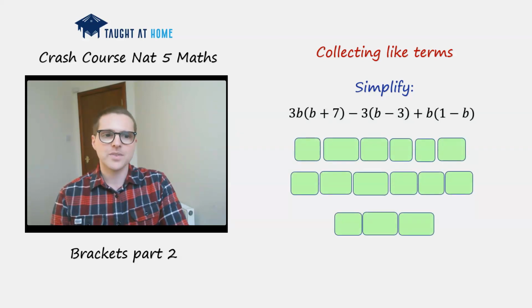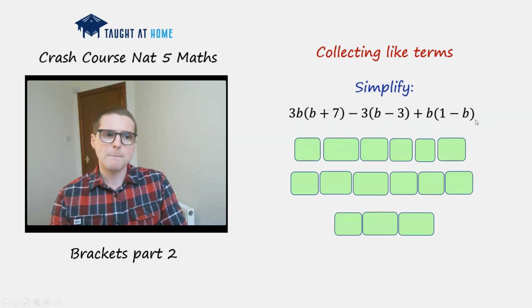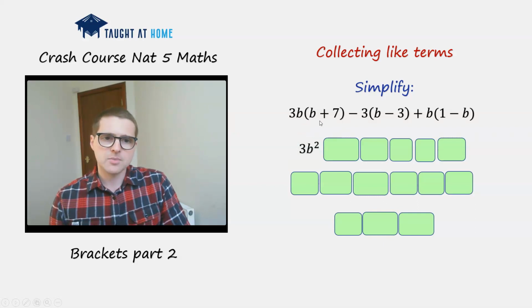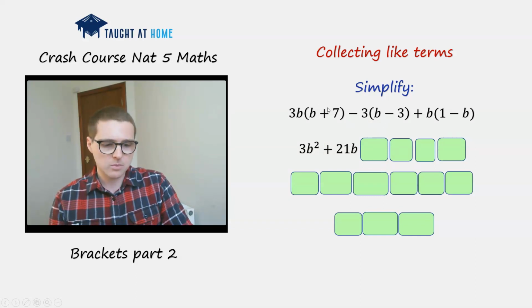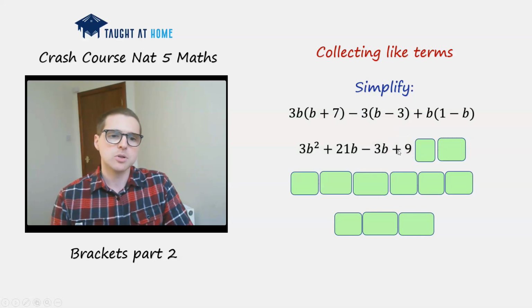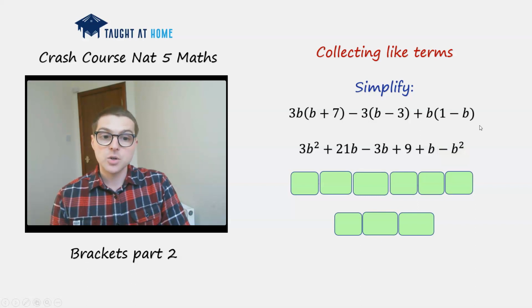Alright, and now let's try a tricky one still. So we've got 3b times b plus 7 minus 3 times b minus 3 plus b times 1 minus b. So let's start with this term first. We've got 3b times b, which is 3b squared. Then we've got 3b times 7, which is 21b. Then we've got minus 3 times b, which is minus 3b. Minus 3 times minus 3 is positive 9, so that's plus 9. Then we've got b times 1, which is plus b. Then we've got b times minus b, which is minus b squared.